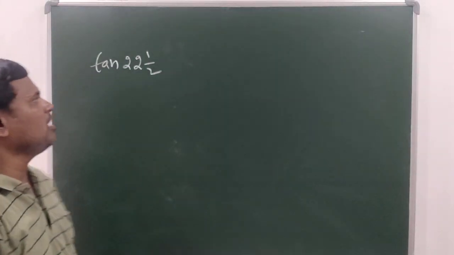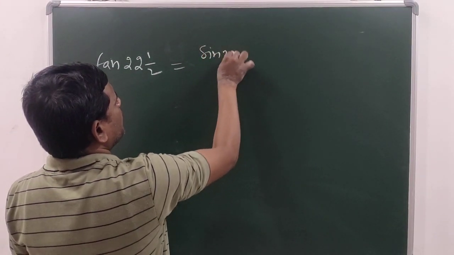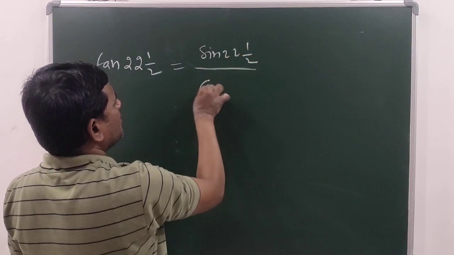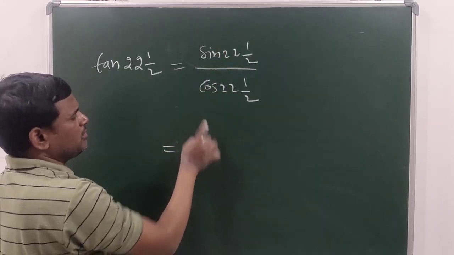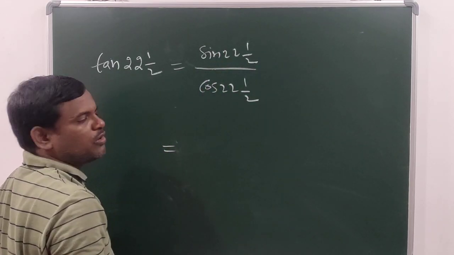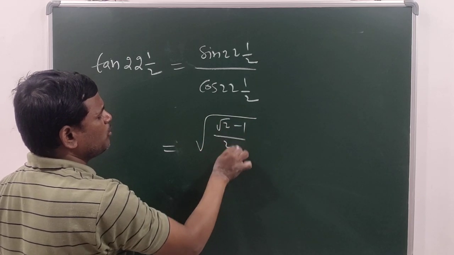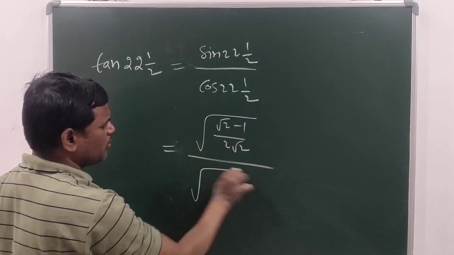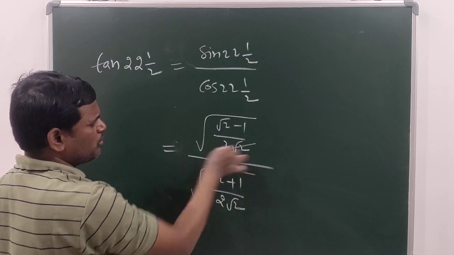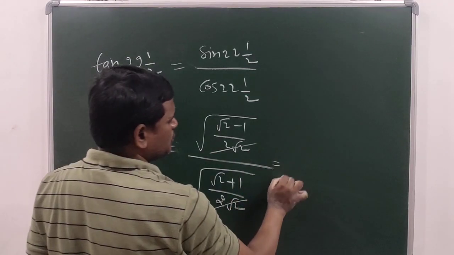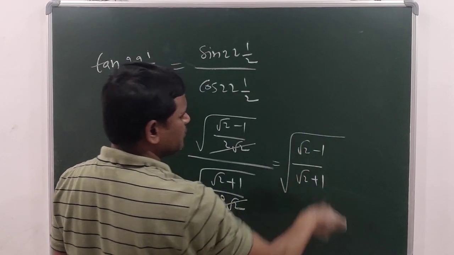Sin 22.5 by cos 22.5. Suppose you want sin 22.5 by cos 22.5; just now we have written the sin 22.5 value. How much have we got? Root 2 minus 1 by 2 root 2, whole by square root of root 2 plus 1 by 2 root 2. These two will get cancelled. So finally what you have got? Root 2 minus 1 by root 2 plus 1.